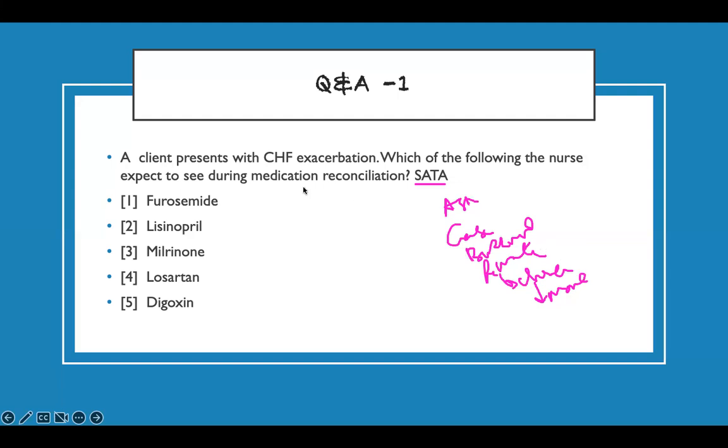So for now, our ask is to read the last portion of the question. Which of the following would the nurse expect to see during medication reconciliation? So this is an expected finding being asked. A client presents with a CHF exacerbation. The case patient is in the hospital and was admitted for CHF exacerbation. And therefore, we're looking for something that is expected on the medication list. Those are our buzzwords: medication list, CHF, and expected finding.